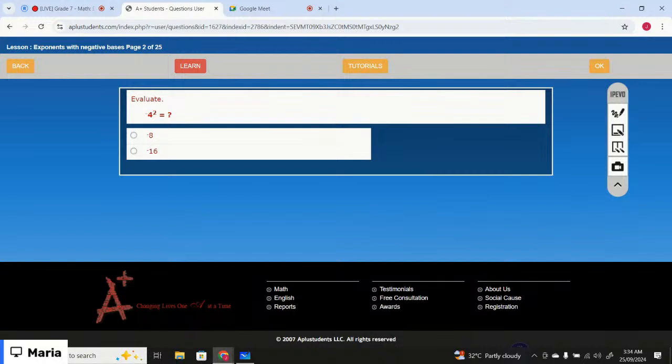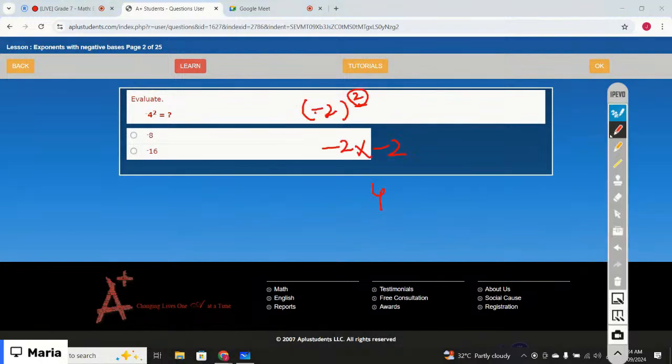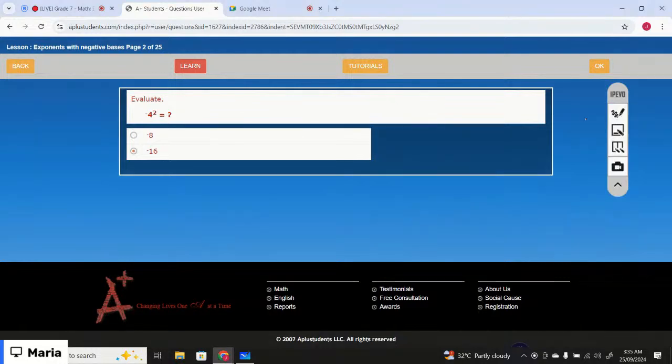The next one is negative 4 square, right? The negative sign is outside, the base is just 4. That is like this, negative 4 times 4. That is negative 16. Option number 2 is the correct option, that is negative 16.